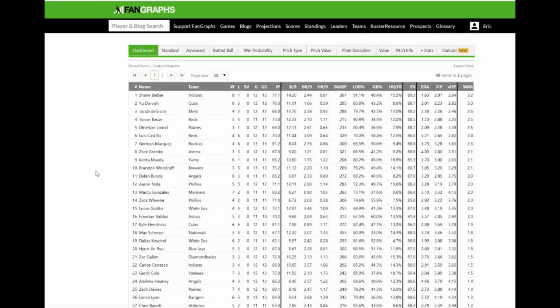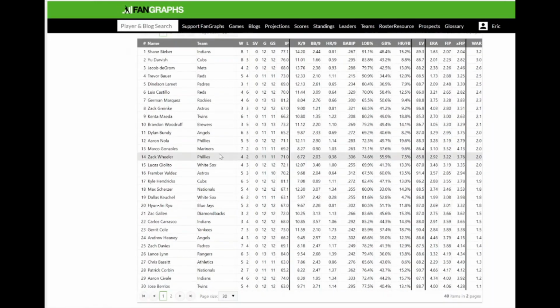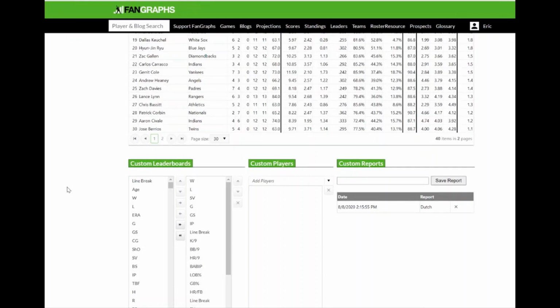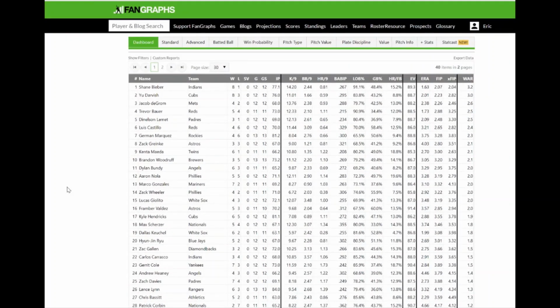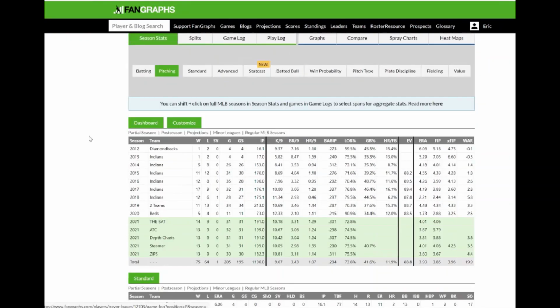So here's the pitching leaderboard from 2020. Let's test this out again. Let's find some guys who have signed as free agents recently. So Hyunjin Ryu will be interesting since he came over from Korea. And, sure, Trevor Bauer just signed, right? So that's an easy one. So here's Bauer.